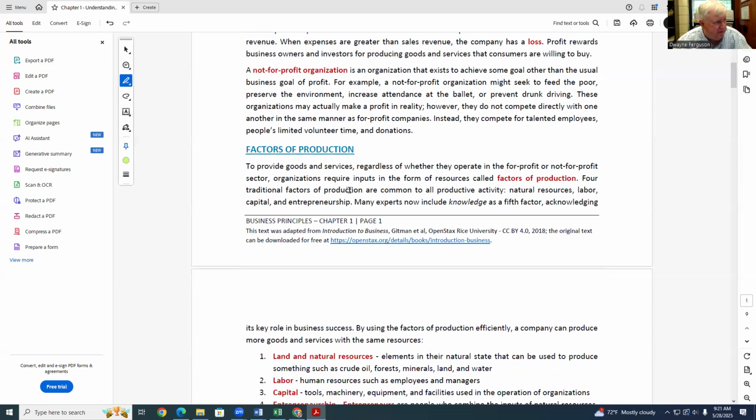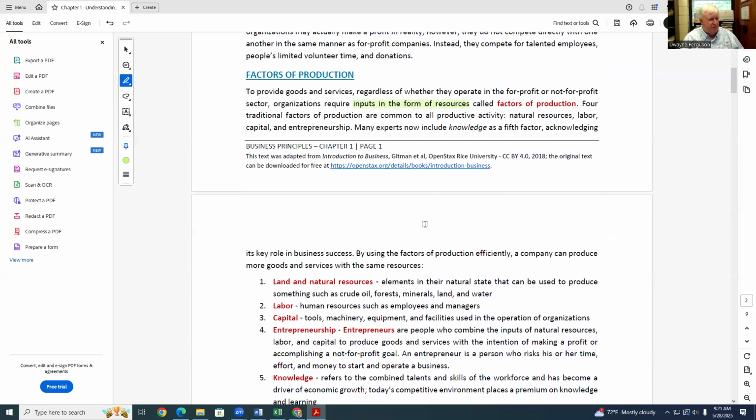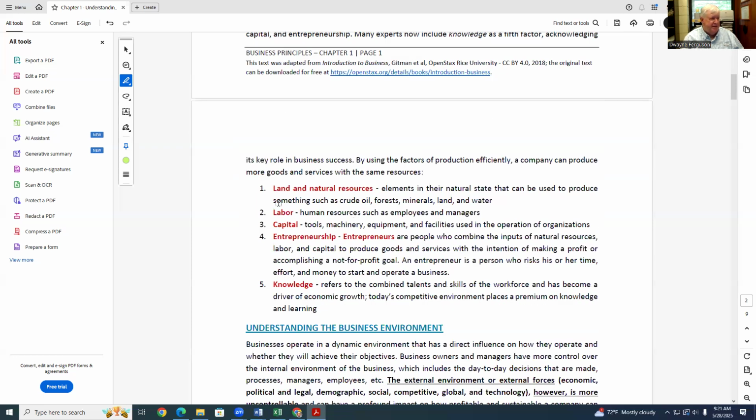Okay, this section here talks about the factors of production. This is important. I need you to know the 5 factors of production, or the inputs. What are the inputs, the resources that you would need to be successful in starting a business or running a business? And so here are the 5. In the old days when I was in school, here's what we were taught. There were 3: land, labor, and capital were the 3 main factors of production.